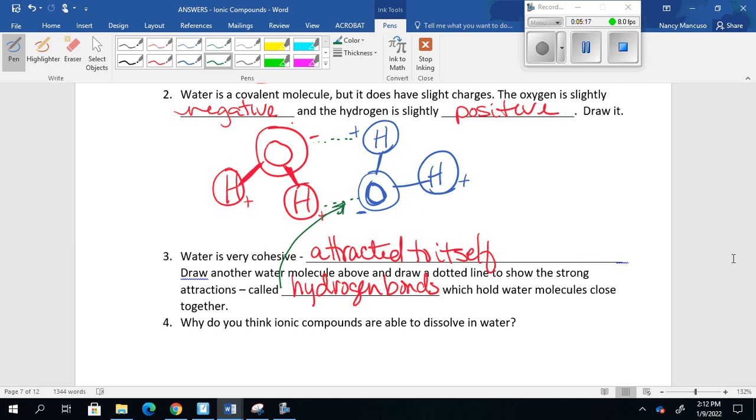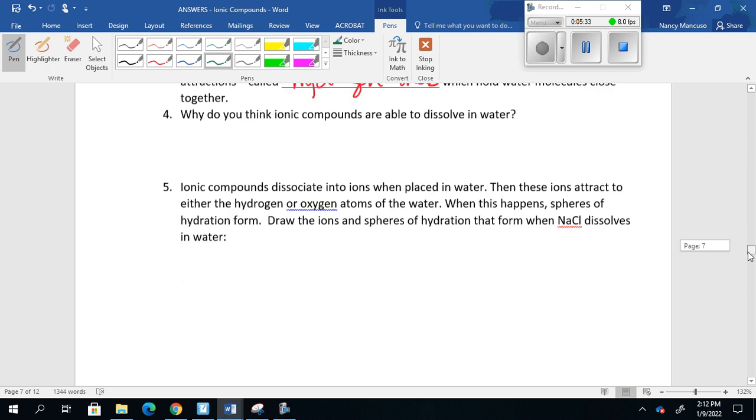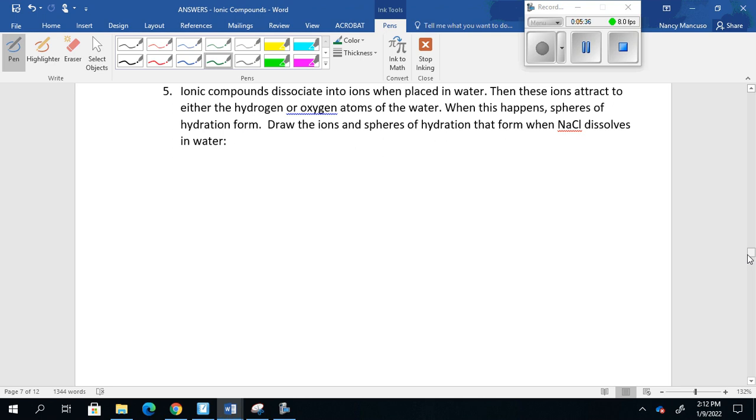All right, what did you put? I'm hoping you put something about charge, because ionic compounds we know are made up of ions, and ions are charged particles. So those ions are going to be attracted to water's positives and negatives. So I wrote here, ionic compounds dissociate into ions when placed in water. Then these ions attract to either the hydrogen or the oxygen atoms of the water. When this happens, spheres of hydration form. Draw the ions, and spheres of hydration then form when NaCl dissolves in water.